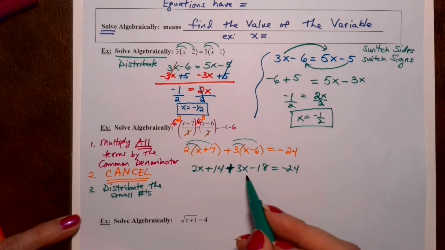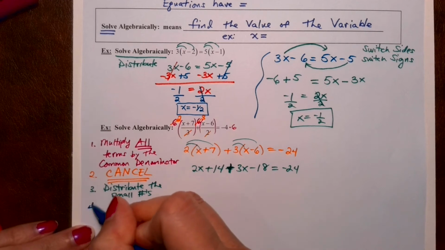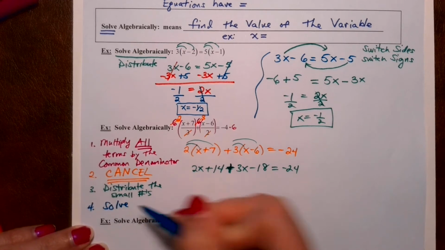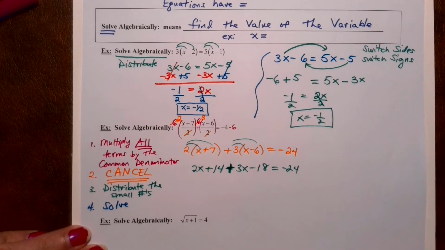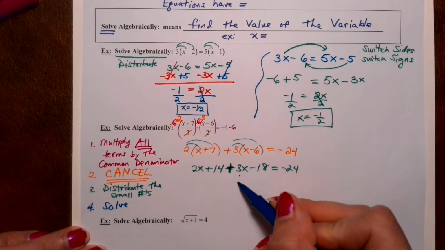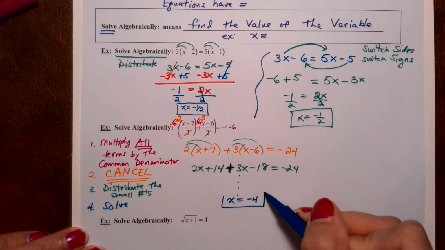At this point, we're going to add like terms. Step 4 is just going to be to solve as usual. Go ahead and solve this and tell me what you get. Yada, yada, yada. I hope you got x equals negative 4.